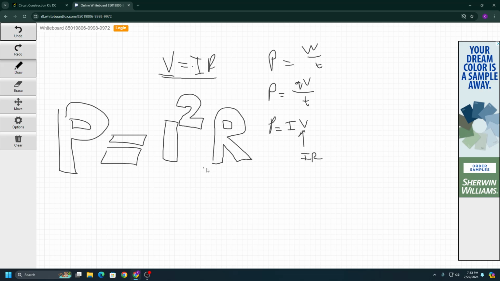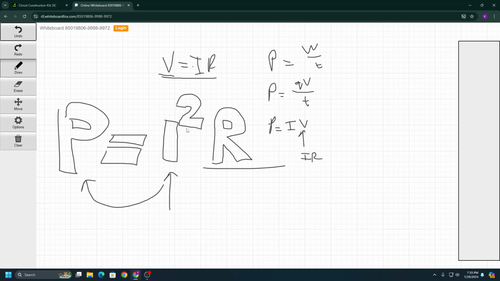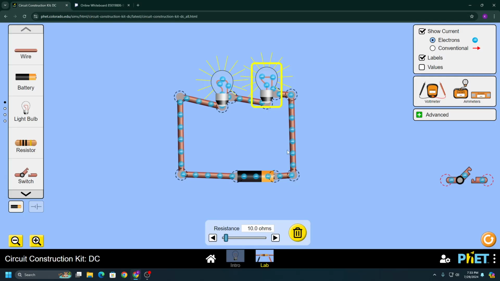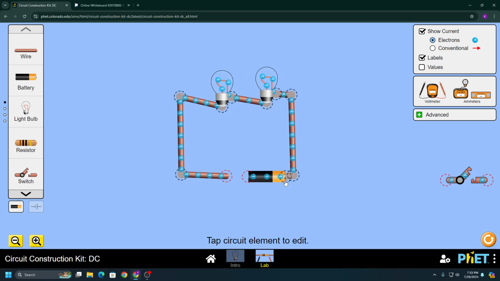So if the resistance is the same, the power depends on the current. More current equals more power. So they both have an equal amount of current going through. Remember, current's not used up. Boom, equal power.